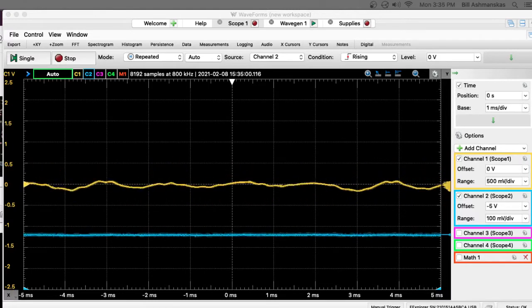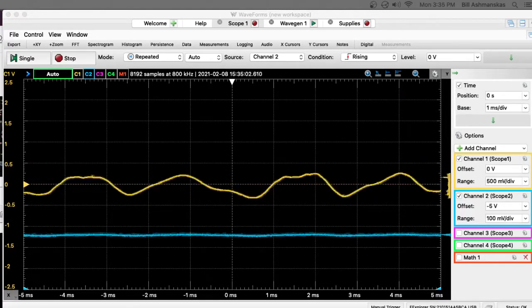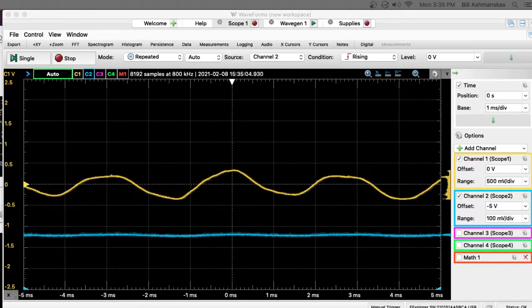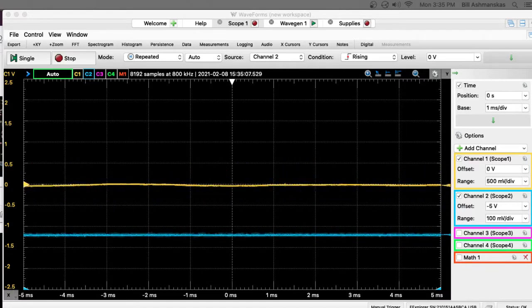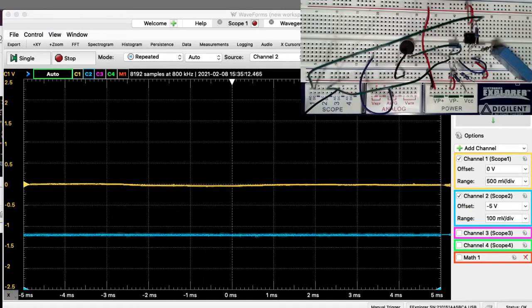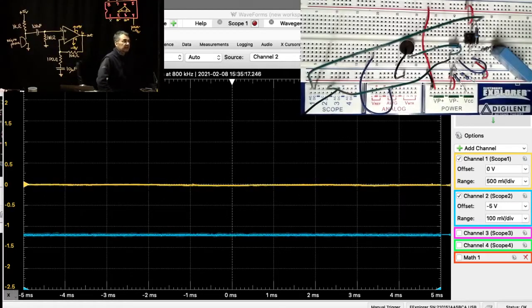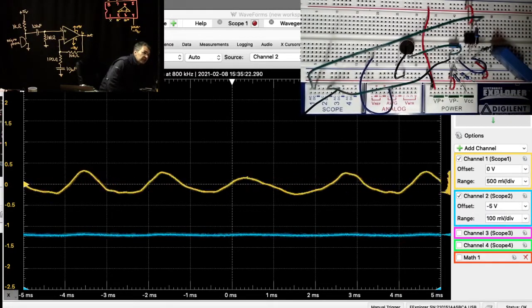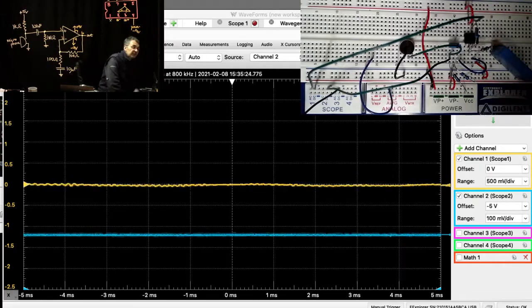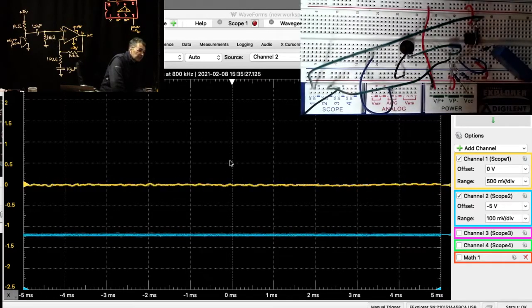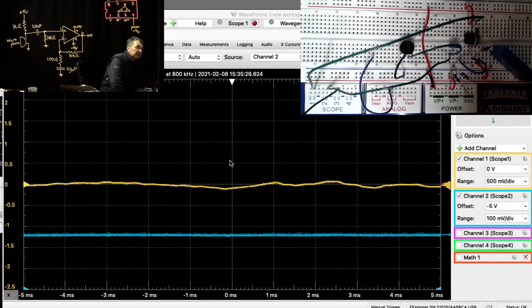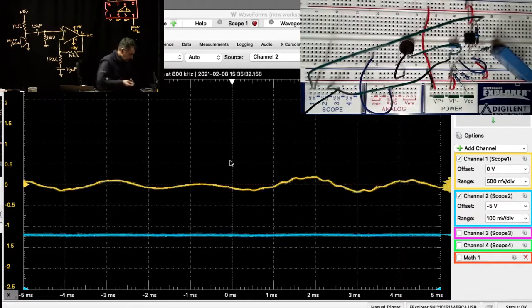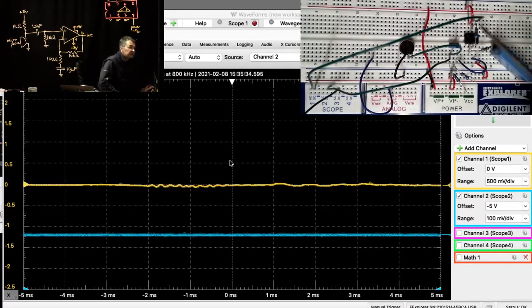Ooh, that's pretty good. Okay, so you can kind of see it respond to my talking. The yellow trace here is channel 1 of the scope, which is looking at the op-amp output, which is over here, pin 6.